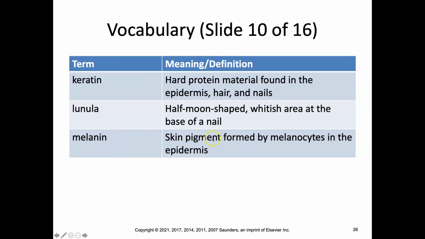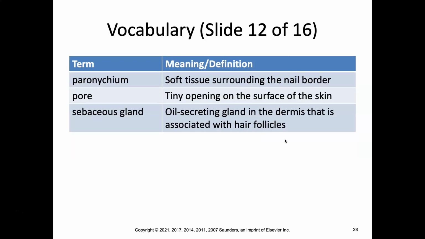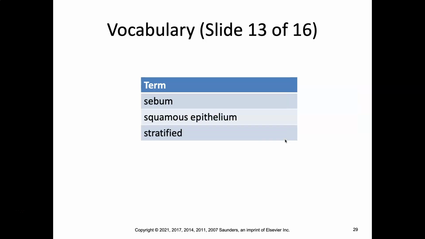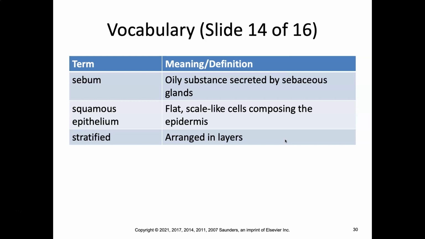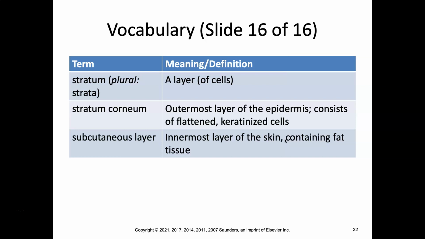And melanin is the pigment that's formed by those melanocytes, and you have melanin not only in your skin, but those melanocytes determine it for skin and hair. So it's just interesting how those melanocytes can determine those colors. Perionychium, pore, sebaceous gland, sebum, squamous epithelium, stratified. Stratum, with a plural of strata, stratum corneum, subcutaneous layer.